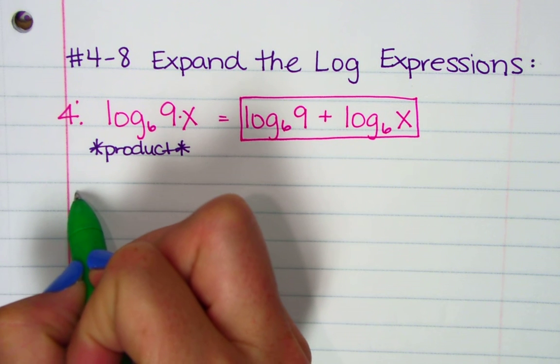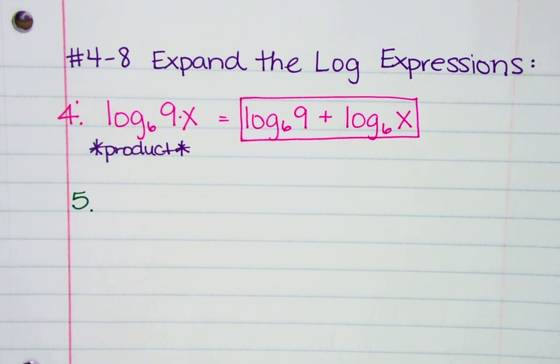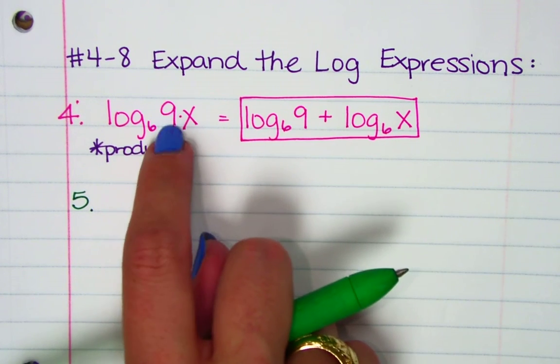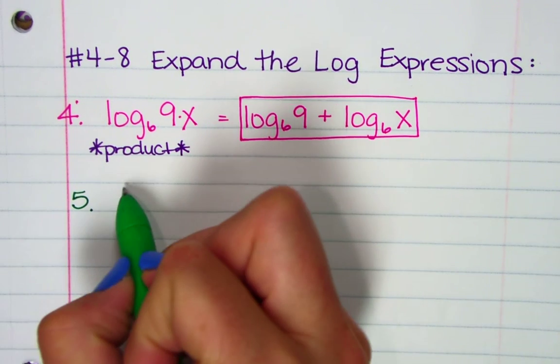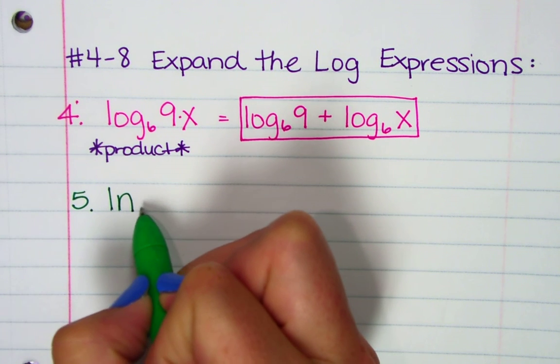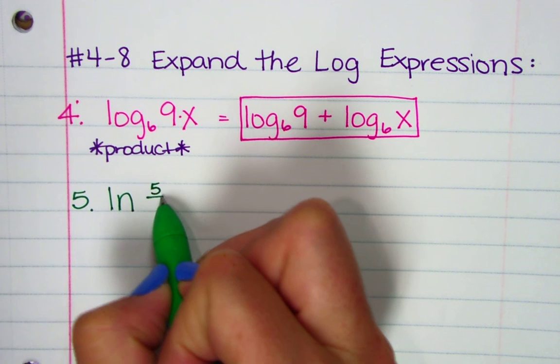Right, number 5. Are y'all good on this one? Yeah, makes sense. Natural log. Natural log doesn't have a base. Okay, it's just natural log of 5 divided by y.